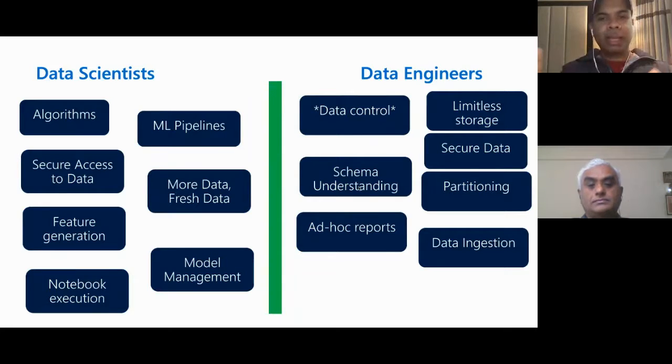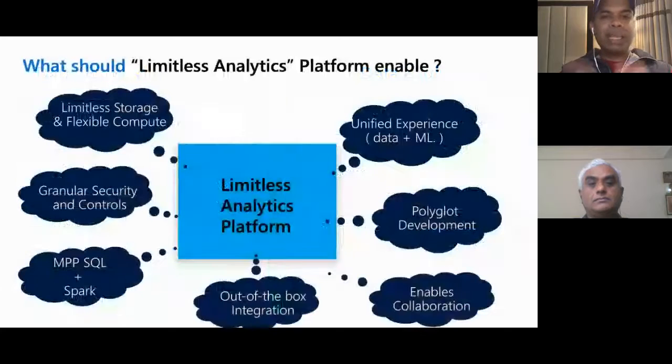So there are different types of requirements which are really important for a limitless analytics platform, which basically brings these two personas together. Our endeavor at Azure has been to see how this analytics platform comes together and makes it an easy-to-use set of products integrated together. That has been our energy for the past year and a half, which I'm excited to show in a bit. So what does this essentially mean?